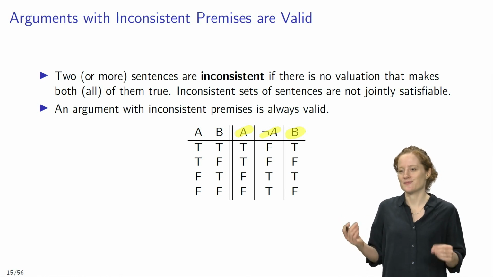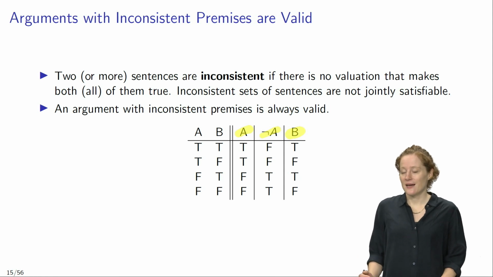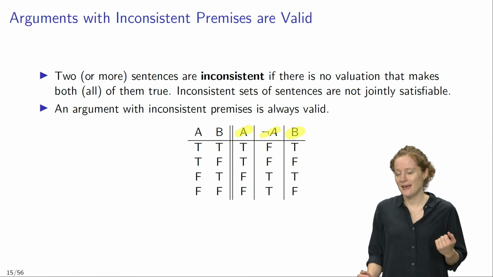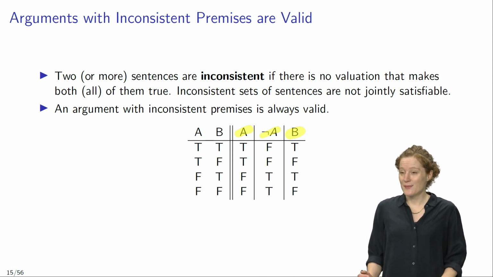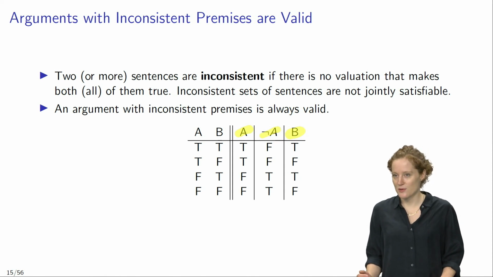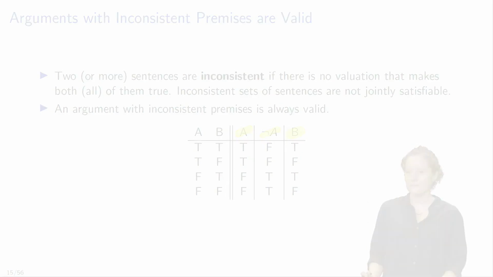To put the point somewhat differently, an argument is invalid if and only if we can find a line in the truth table where both premises are true, but the conclusion is false. But if the premises are inconsistent, meaning that there's no valuation that makes all of them true, we simply won't find such a line. We won't find a counterexample that establishes that the argument is invalid.